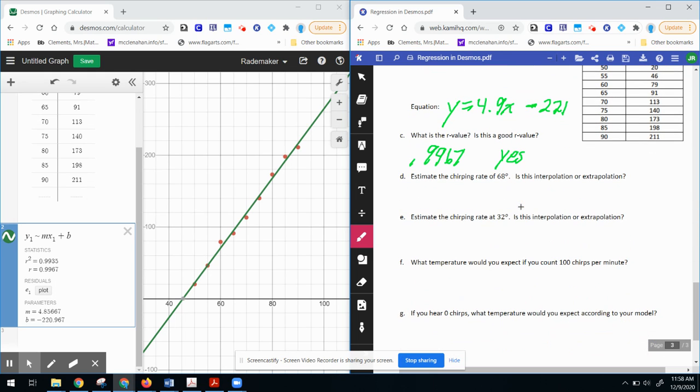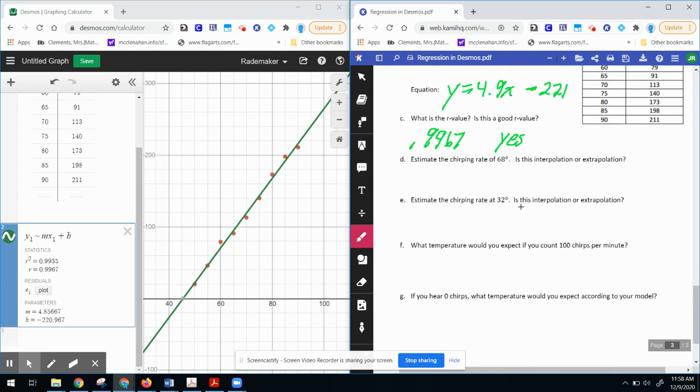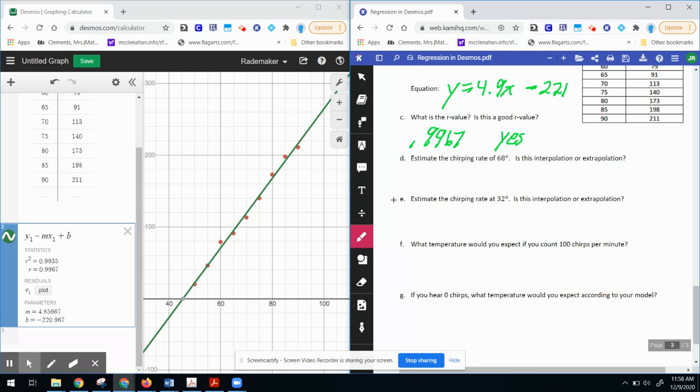All right, and then we're going to use that equation to find some information. The first two, D and E, are to estimate the chirping rate. What that means is we want to know the output when the input is our temperature. So we're going to plug in 68 for x, and then 32 for x, and simplify. Just use the formula: 4.9 times 68 degrees minus 221. You can just type that into a calculator: 4.9 times 68 minus 221. That gives us about 112.2 chirps per minute.